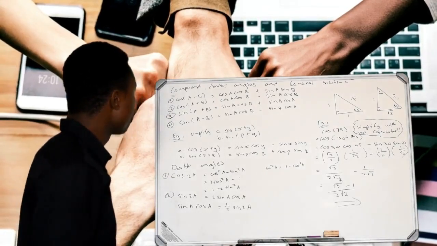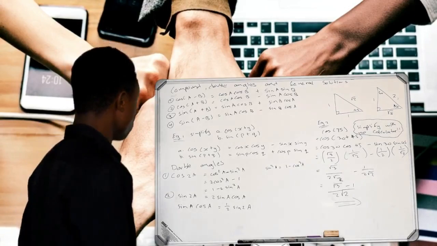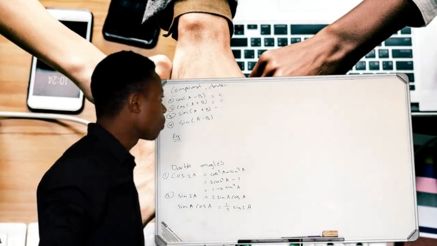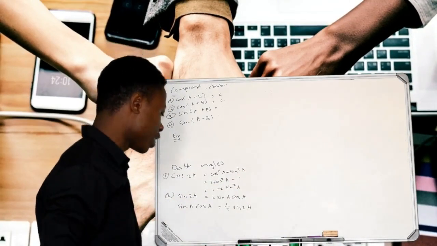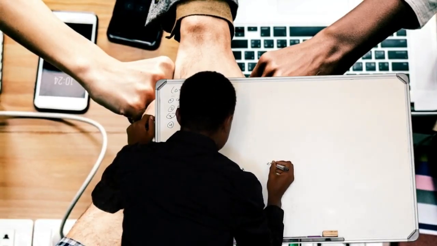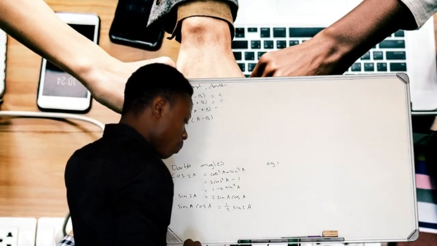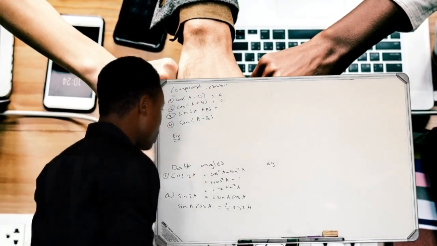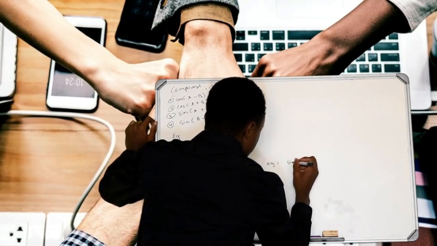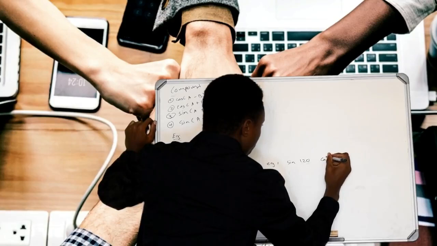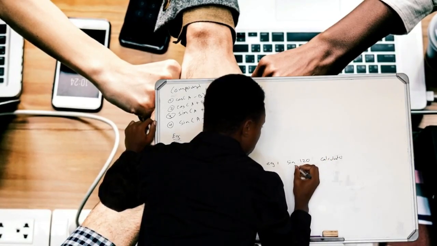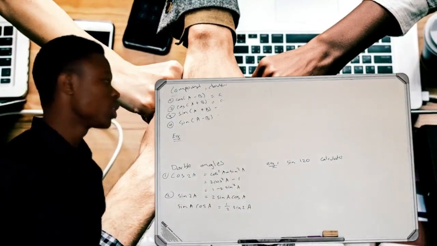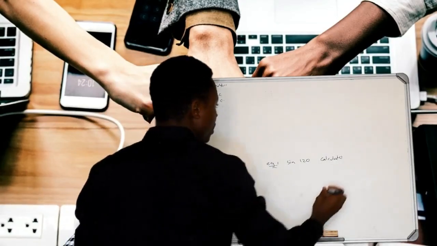Let's do an example. Let's just do the example right next to it. So example 1 for double angles. Example 1 says calculate what sine 120 is without the use of a calculator. That's what we want to calculate: sine 120 without the use of the calculator.